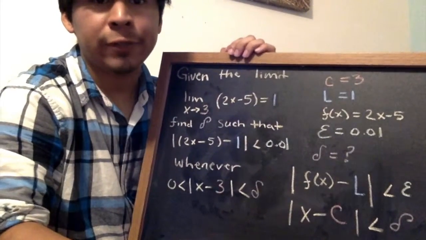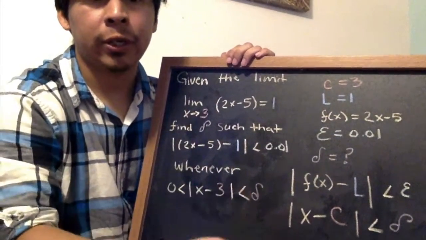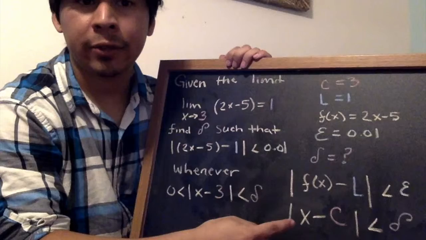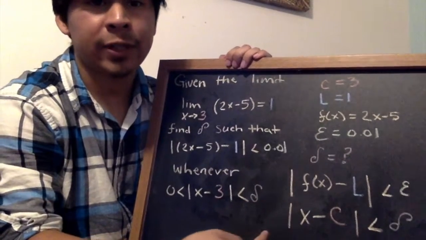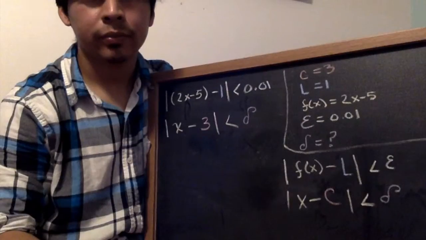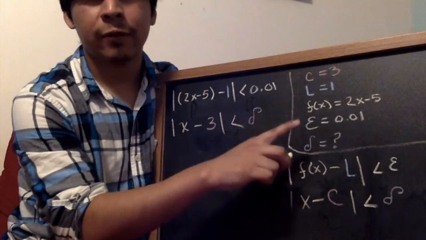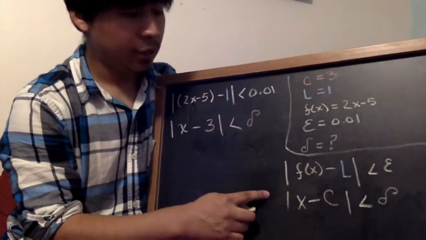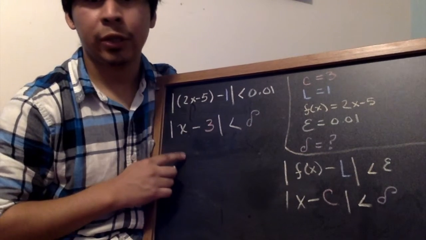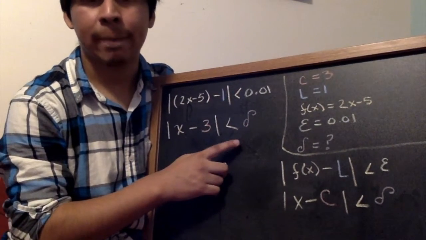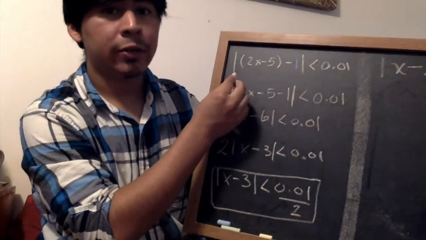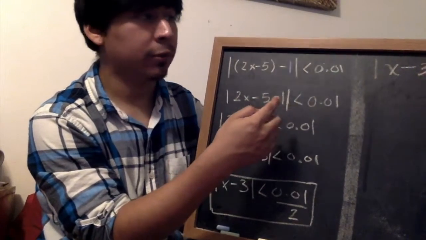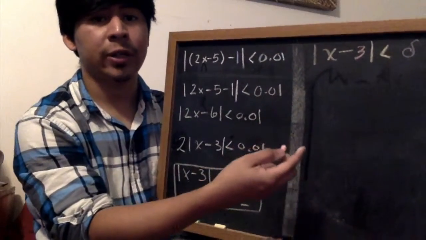We're going to be using the formal definition of the limit to be able to solve for delta. So what you want to take note of is that the absolute value of f of x minus L is less than our epsilon, and that the absolute value of x minus c is less than our delta. So if we take note of all the stuff that we gathered from the question itself and plug it into our formal definition of the limit, we can get to these two inequalities that we'll need to solve for our delta. Alright, I wrote down the absolute value of 2x minus 5 minus 1 is less than 0.01 on one side and the other inequality on the other side.